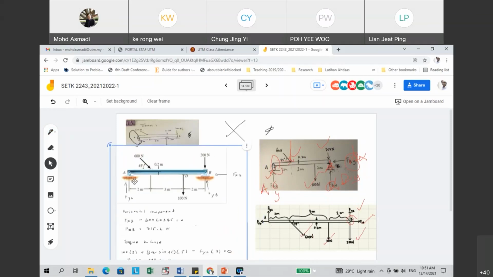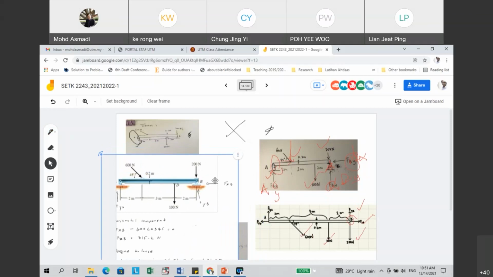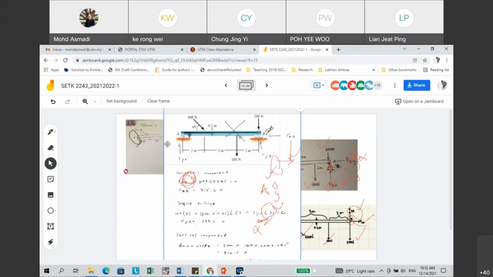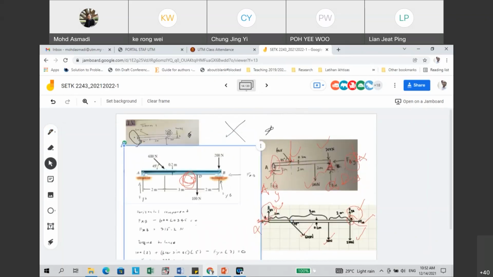This one, I think, is a pin. So just one on it. Okay, only one. This one is not correct because there is a pin there. Unless this one, you have to add a support reaction. Okay. Check.